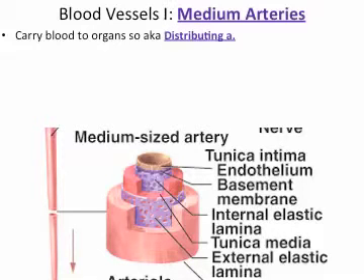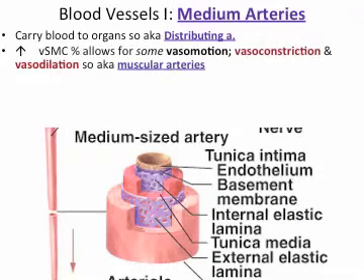Because medium arteries carry blood to specific organs, or distribute blood to specific organs, medium arteries are also called distributing arteries. There's an increased vascular smooth muscle cell percent. Overall, there are more vascular smooth muscle cells in the larger arteries, but as a percent of the types of cells that you could have in the tunica media, there's a large percent of vascular smooth muscle cells in those medium arteries.